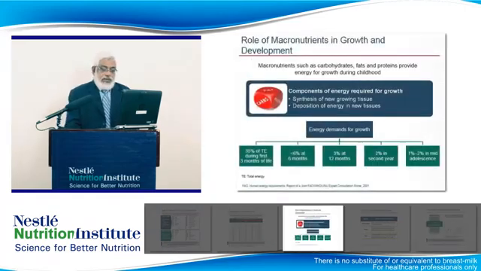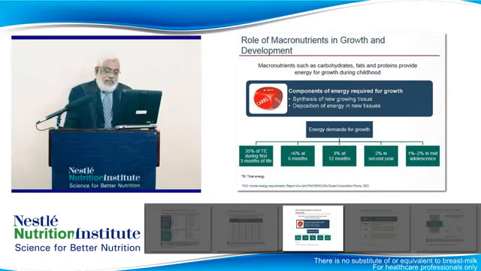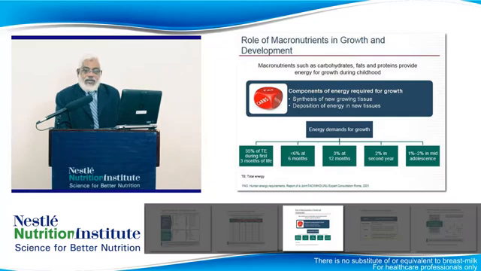Role of macronutrients in growth and development. Macronutrients such as carbohydrate, fat, and proteins provide energy for growth during childhood. They are required for synthesis of new growing tissues and deposition of energy in new tissues. Energy demand for growth: 35% of the total energy during the first 3 months of life is required for growth, whereas only 1 to 2% of energy is required in mid-adolescence for growth.